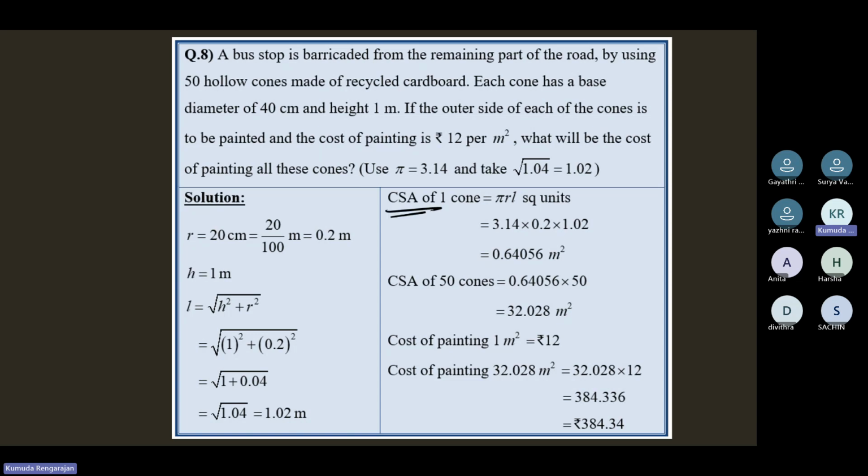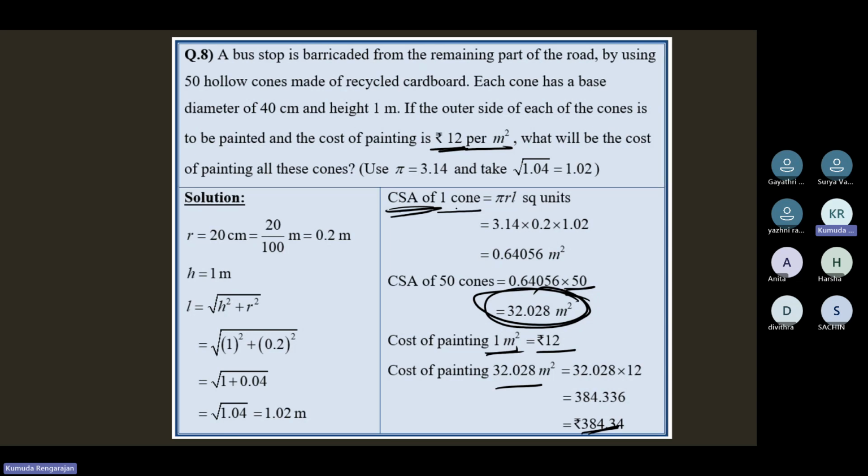CSA, because the cardboard is used only to make the curved surface. The circular part is empty. It's a hollow cone. We should find the CSA of 1 cone, multiply by 50 to find the CSA of 50 cones. So this is the total area that is to be painted. Now to paint 1 meter square, 12 rupees. So to paint this much meter square, it will be into 12.